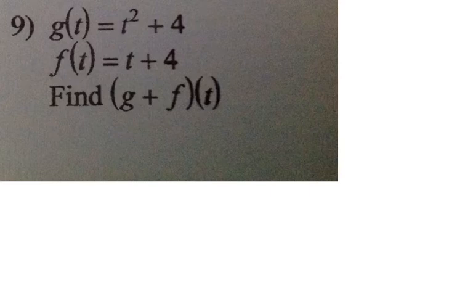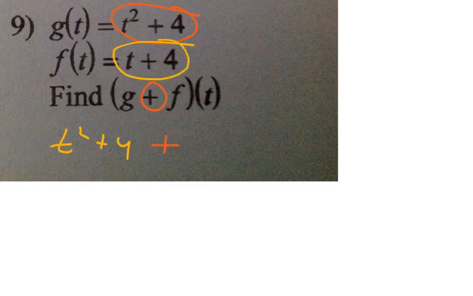So anyways, look at number 9 from our blue worksheet we got recently. And you'll notice, basically, it says, if you follow the red, hey, what's g plus f of t? So what does that plus tell me to do? It literally tells me that I'm going to take the g right there, which is t squared plus 4, and I'm going to add it with the f of t, which is t plus 4.